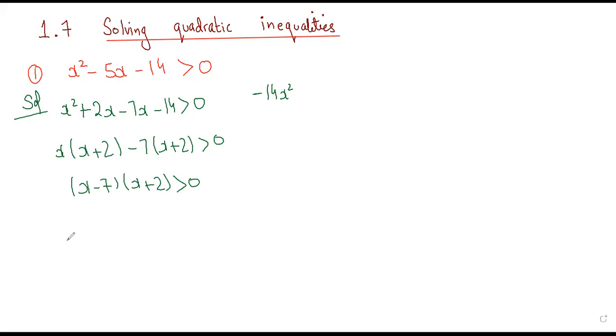Now at this point, please remember, you are not supposed to do it this way, that x minus 7 is greater than 0 and x plus 2 is greater than 0 and this would give the answer. No, it won't give you the answer. If two numbers are being multiplied and if you are getting a positive number, it could be that the two factors are positive, or it could be that both the factors are negative. We are not sure about this, okay? So unlike linear inequalities, we cannot solve it this way.